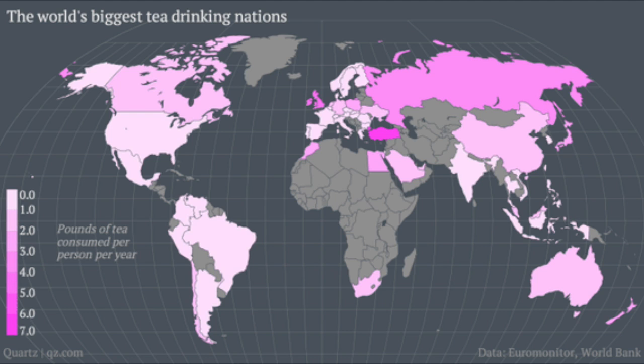Turkey takes the trophy at nearly 7 pounds per year, closely followed by Ireland and the UK, whose residents each consume a little more than 4 pounds per year. In 2015, there were over 5,000 million metric tons of tea produced. Together, humans drank 4,999 million metric tons that year.